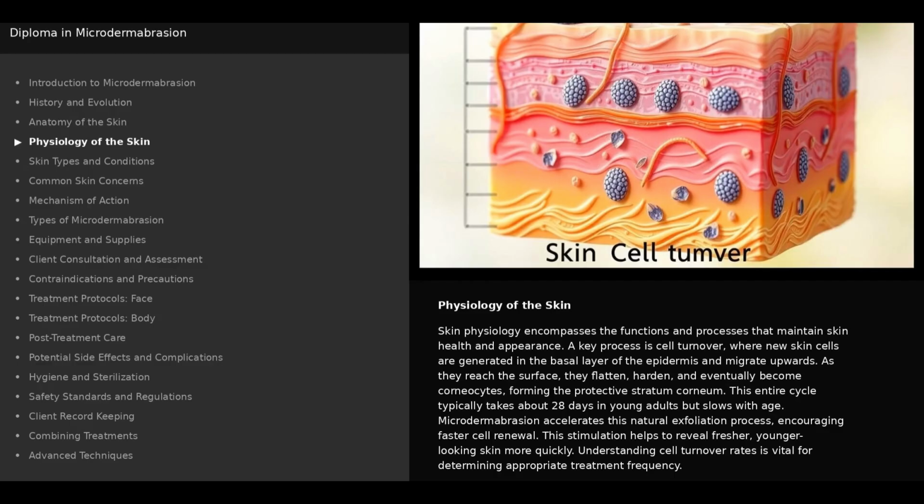This entire cycle typically takes about 28 days in young adults, but slows with age. Microdermabrasion accelerates this natural exfoliation process, encouraging faster cell renewal. This stimulation helps to reveal fresher, younger-looking skin more quickly. Understanding cell turnover rates is vital for determining appropriate treatment frequency.